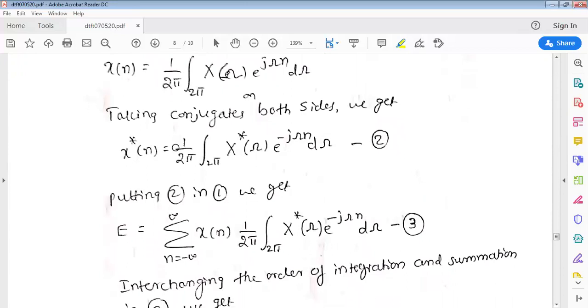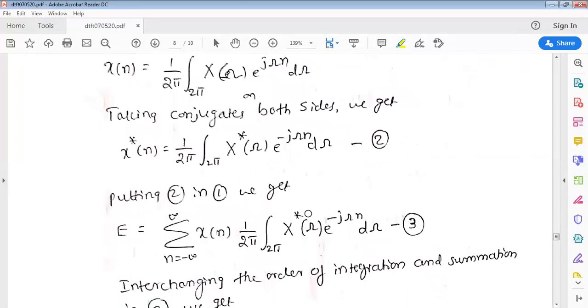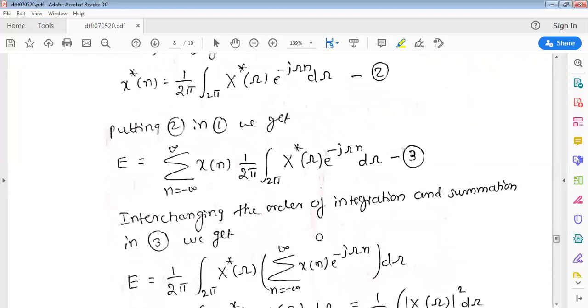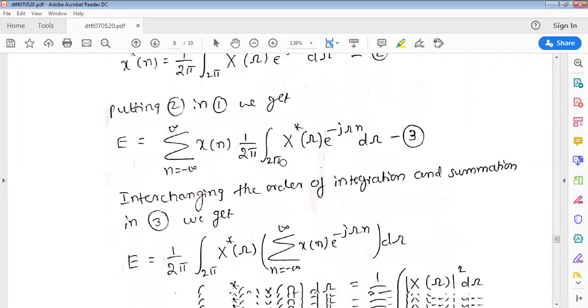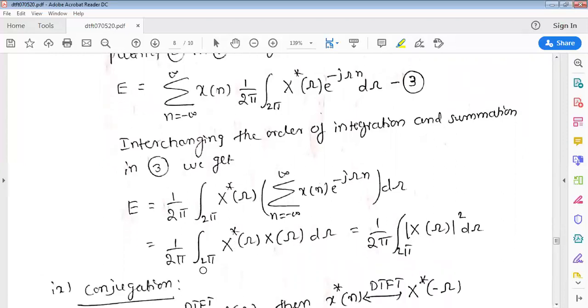So x star of n, let us put this in equation 1. So E is equal to summation n equal to minus infinity to plus infinity. X of n I have retained as it is, and instead of x star of n, I am putting all this expression. So 1 by 2 pi x star of omega integral for a period of 2 pi into e power minus j omega n d omega. Therefore, now the procedure is once again the same, just like the previous problem. 1 by 2 pi integral for a period of 2 pi x star of omega is taken outside, and the summation is sent inside from minus infinity to plus infinity x of n into e power minus j omega n d omega. So this is equal to 1 by 2 pi.